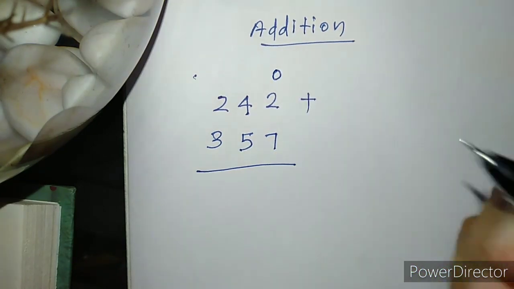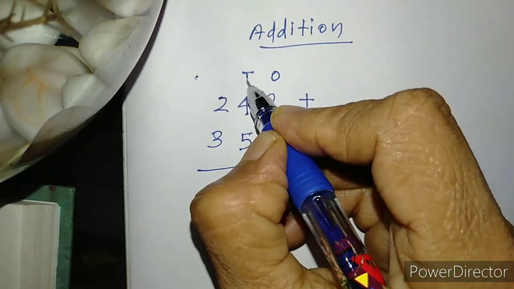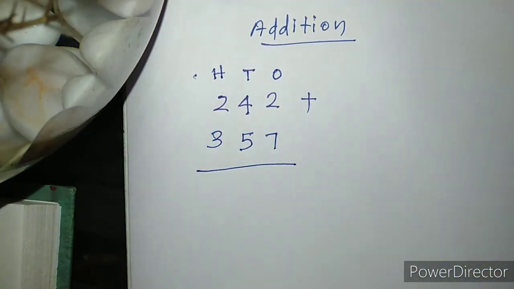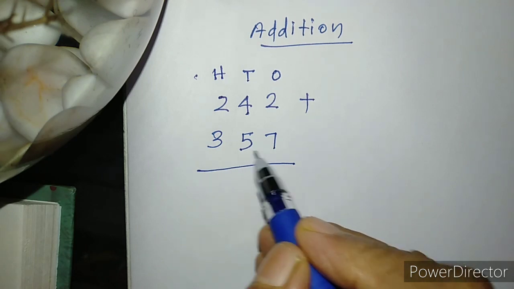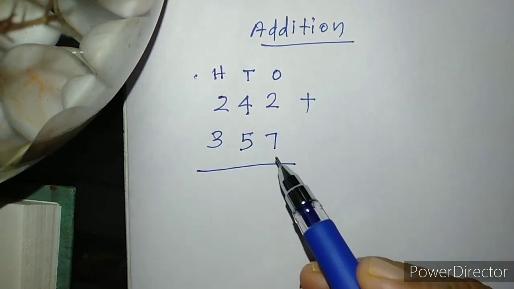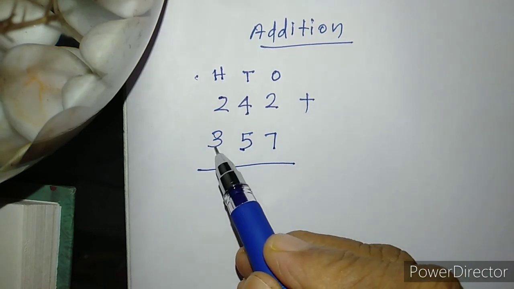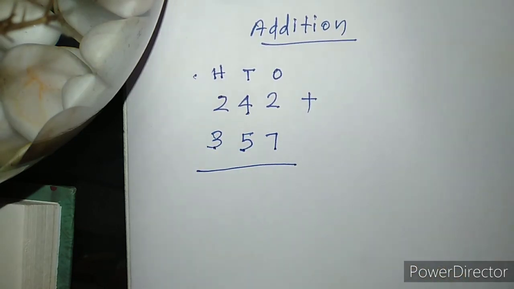242 is 2 ones, 4 tens, 2 hundreds. And 357 is 7 ones, 5 tens and 3 hundreds. Now, let's add.